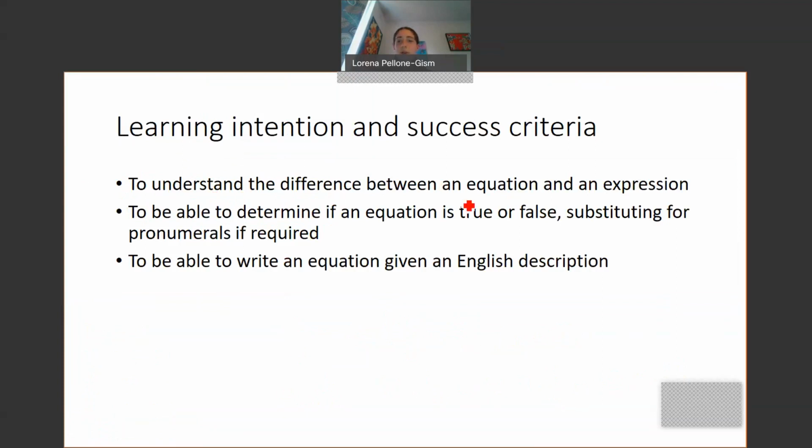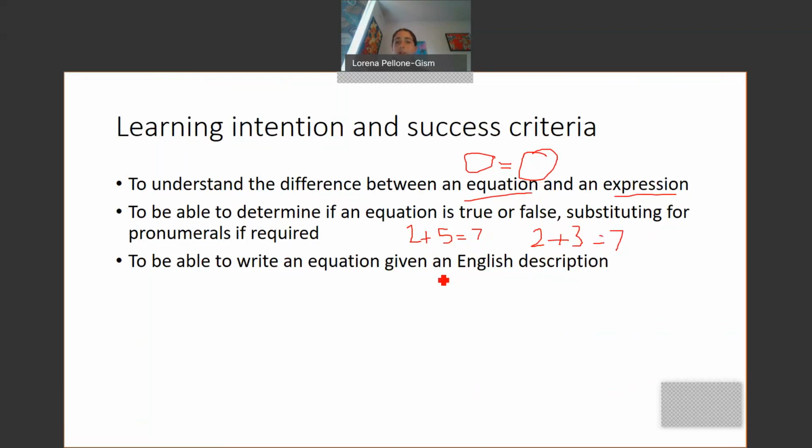Understanding the difference between an equation and an expression. The equation has the equal sign and then one expression on either side, whereas the expressions are just the pronumerals and the numbers and the operations. We want to determine if an equation is true or false. If they actually equal each other, they'll be true. For example, 2 plus 5 equals 7 is a true equation, but 2 plus 3 equals 7 is a false equation.